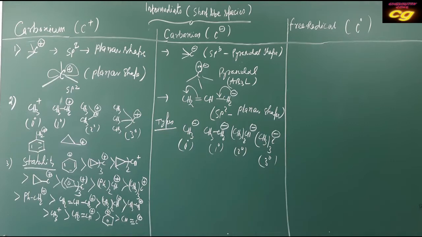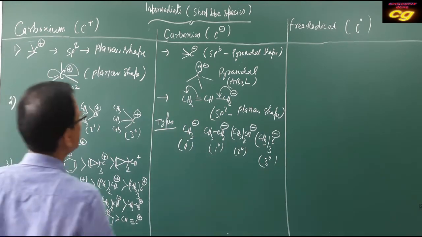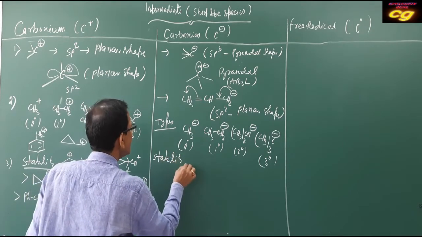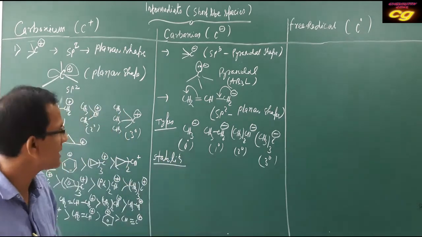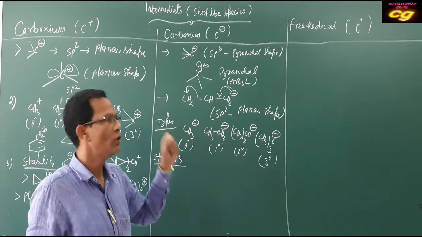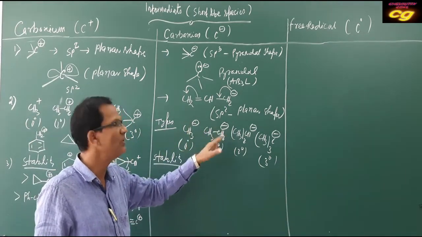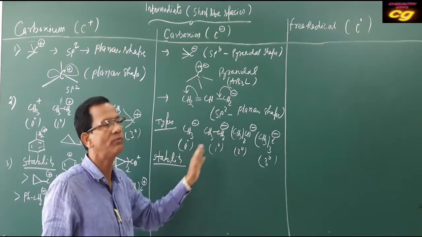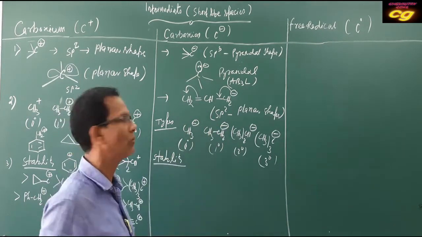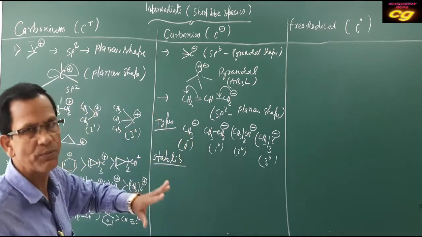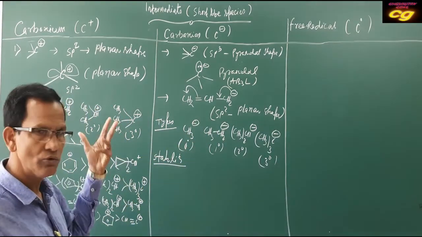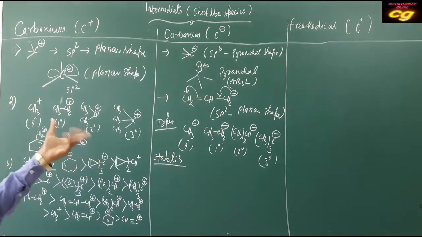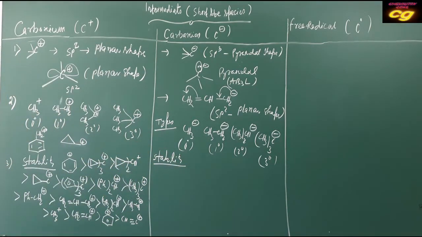So types of carbanion. Then stability is very important. I can explain the stability. The main concept is that R is carrying negative charge. When the negative charge is delocalized, when it is dispersed from the carbon atom, then stability will be more. So generally it is stabilized by hyperconjugation, by inductive effect or by resonance. So many concepts you can apply.